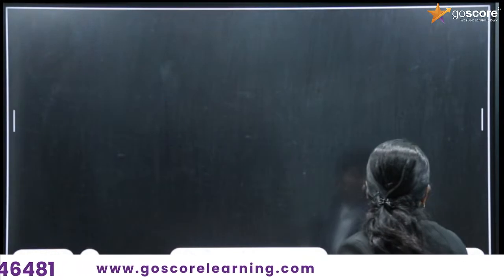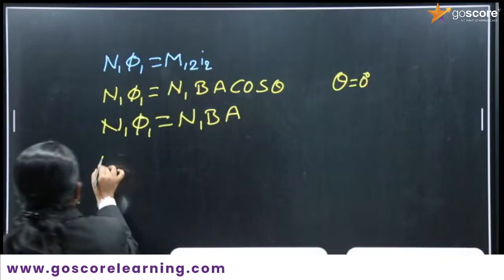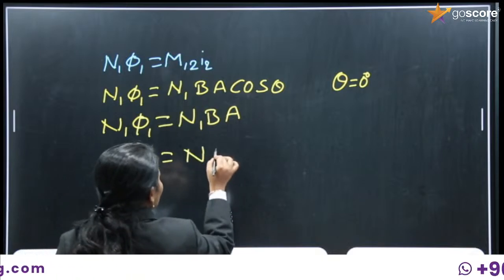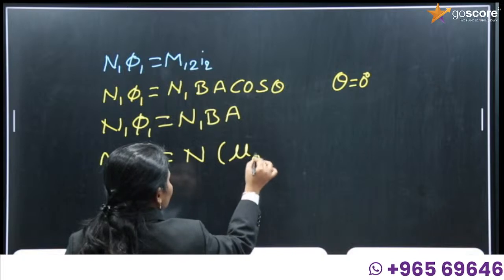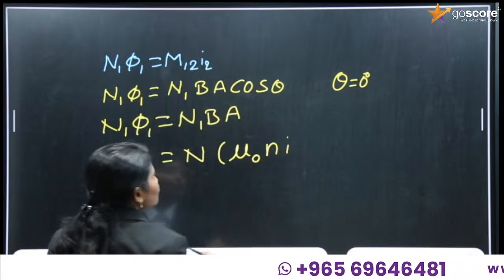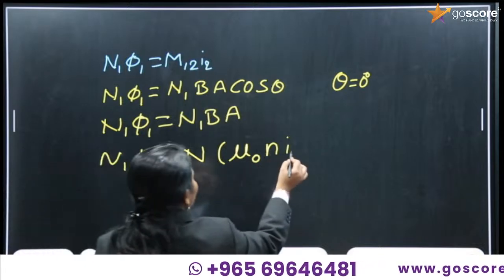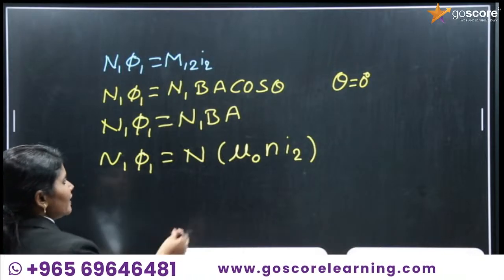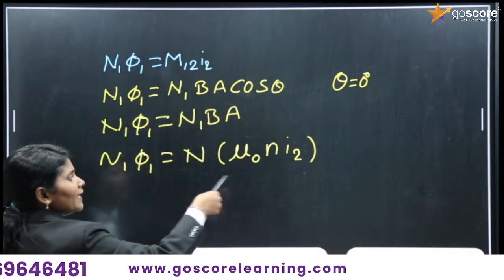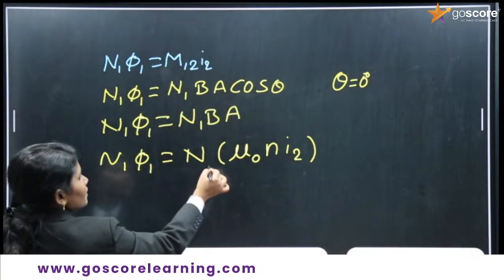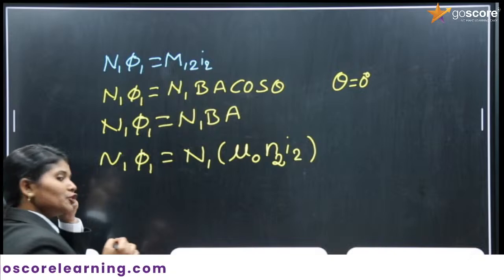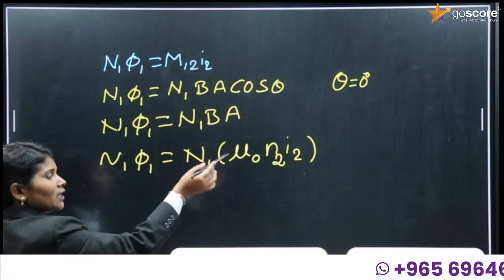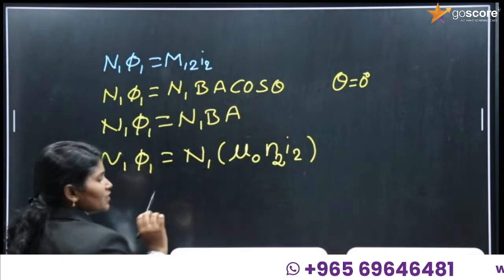What is the B value? Mu naught Ni. Which current? The I2 current we are giving, that's why here we are taking I2. And here we are giving the B value. Where are we getting it? The current is given to N2, so the number of turns we are taking is in the outer part of the solenoid. That's why here we are considering N2.